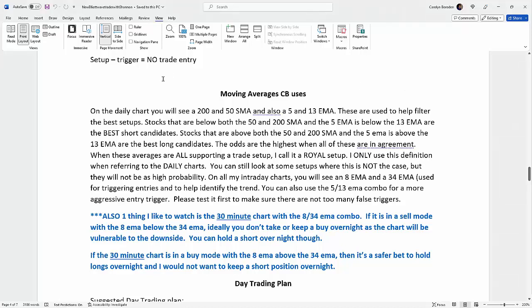Yeah, the Royal setup, I don't know that I've done a video on that, but I will be going over it and describing it on Kramer.